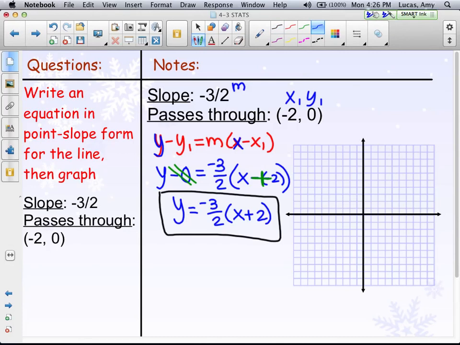My graph, start at -2, 0, so that would be left 2. And then use the slope, -3 over 2. Rise over run. So I'm going to go down 3 over 2 to the right. Down 3 over 2 to the right. And draw my line.